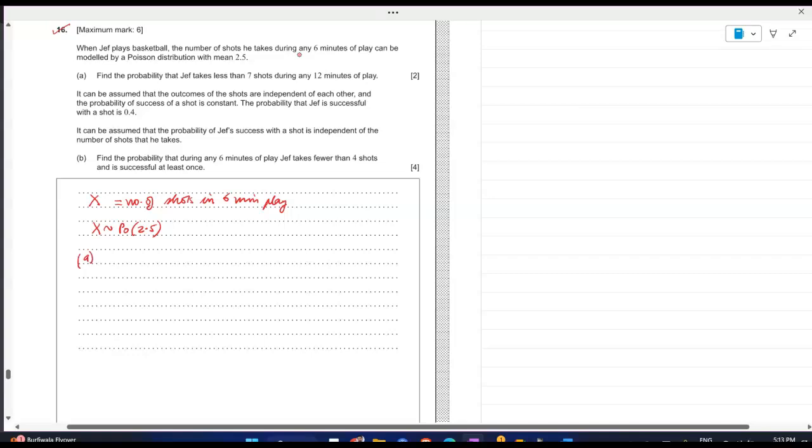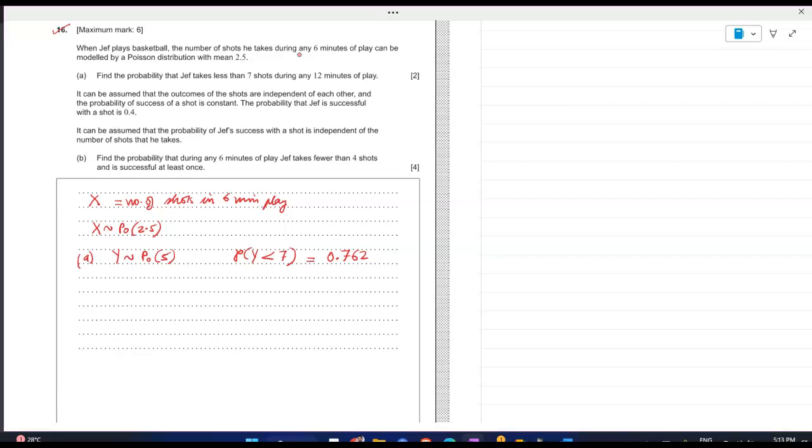So you scale up. For 12 minutes of play, call it Y, with mean 5. So find the probability that Y is less than 7. 0.76. So use your calculator and get 0.76. You just enter the values. Less than 7 means you put upper 6. So lower 0, upper 6, because you want less than 7.